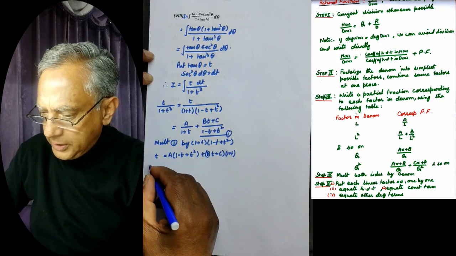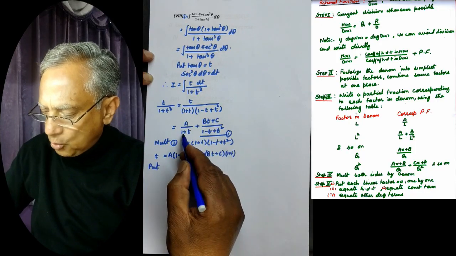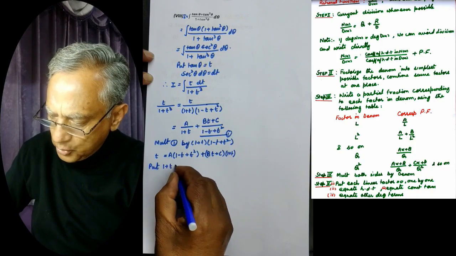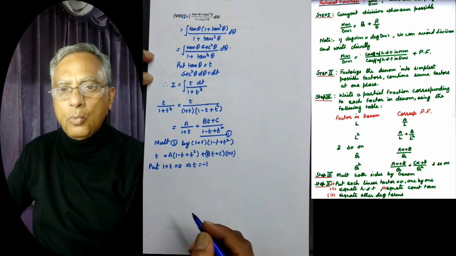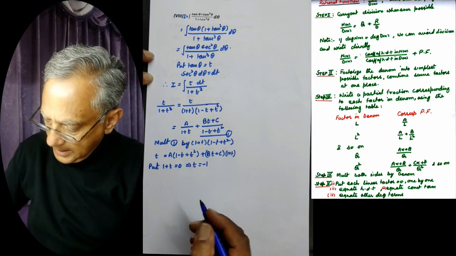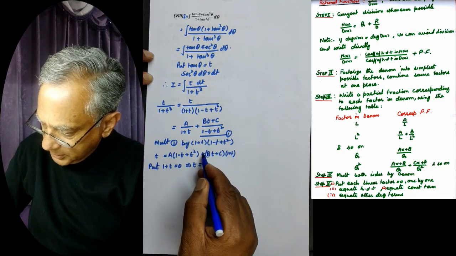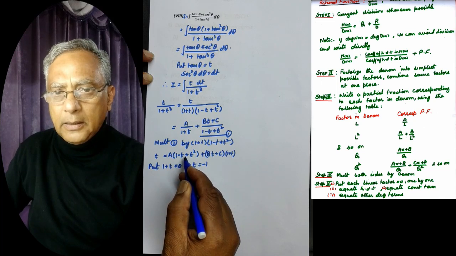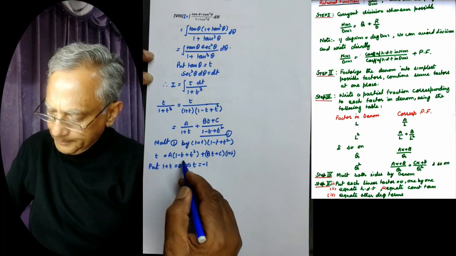Now put each linear factor equal to 0 one by one. So there is only one linear factor, so we will put 1 plus t equal to 0. This implies t is equal to minus 1. And 1 plus t is 0, so this will be 0. We will have only a term from this term. So only non-zero term will be this.